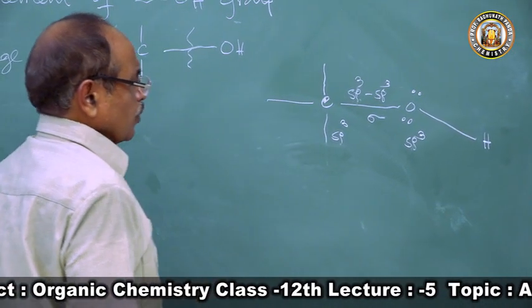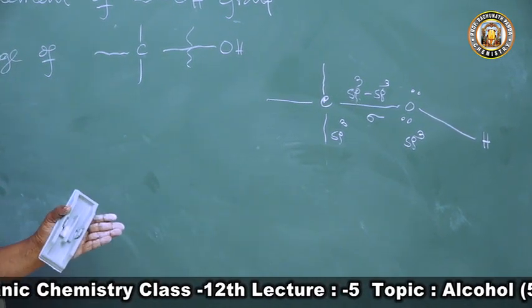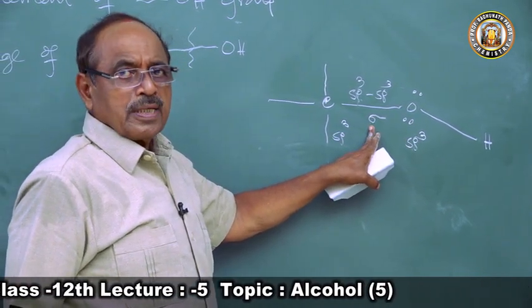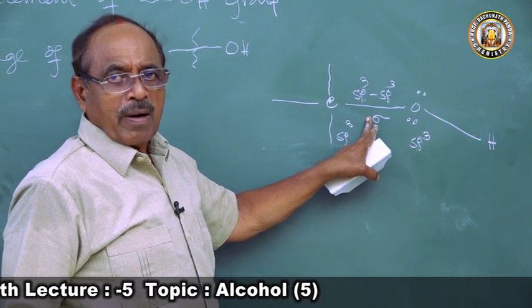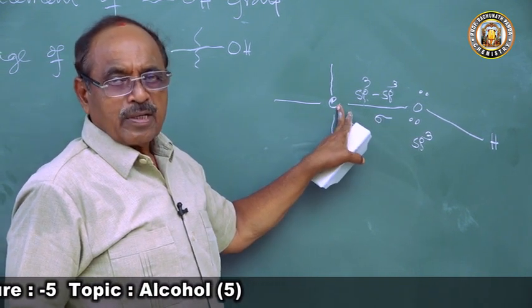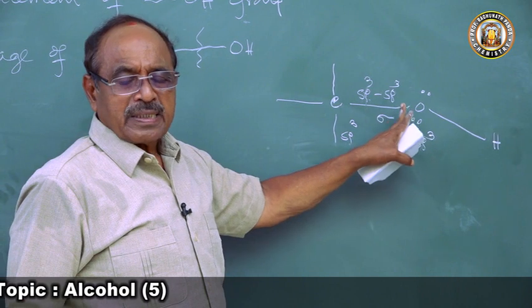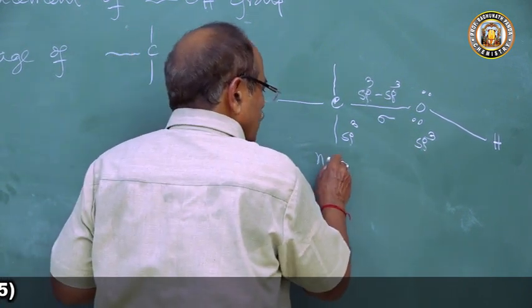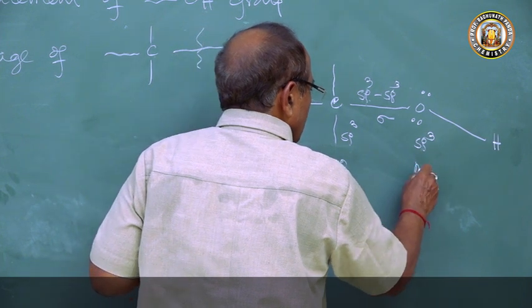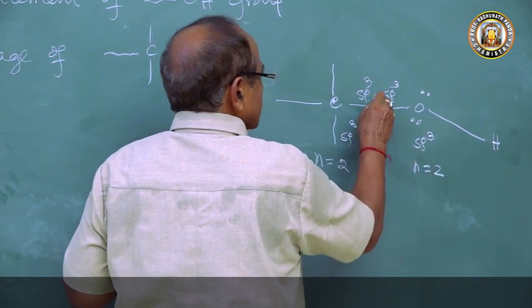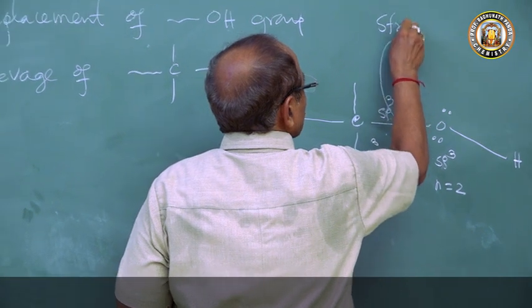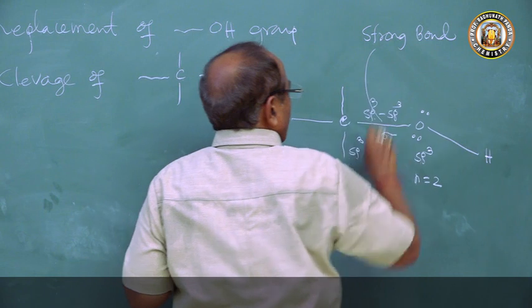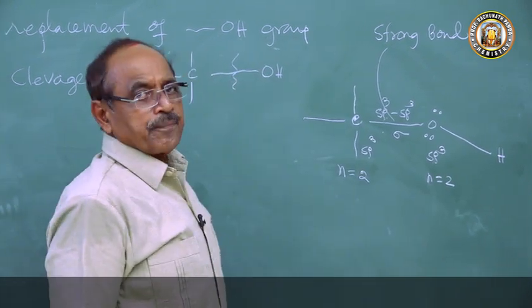So we'll say now, since the carbon oxygen sigma bond is formed due to linear overlapping of the sp3 hybrid orbital of carbon and the sp3 hybrid orbital of oxygen having the same principal quantum number, n equal to 2, hence this bond is a strong bond. This carbon oxygen sigma bond is a strong bond and cannot be cleaved easily.